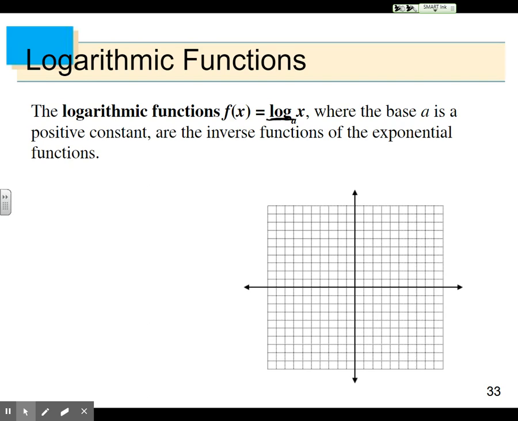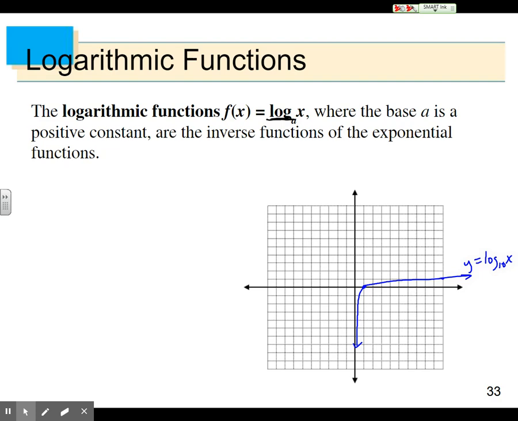Okay? And what I'm saying on this is log base a of x. A has to be a positive constant, and it's actually going to be the inverse of what we just did. So instead of going through the point (0, 1), it's going to go through the point (1, 0). And just so you know, if I have log base 10, I get something that's stretched out really far. So this would be like log base 10 of x.